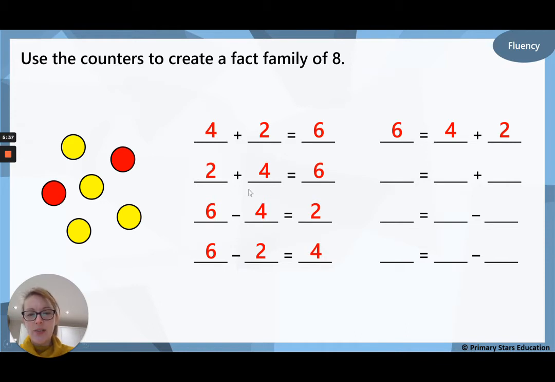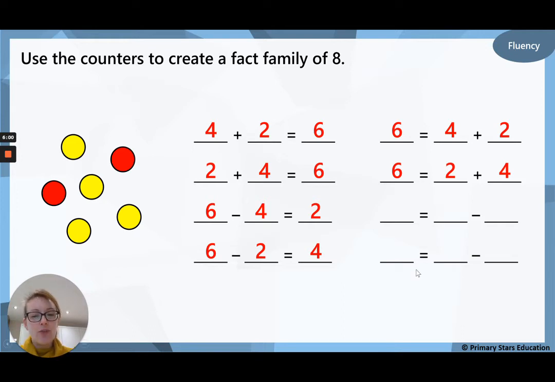Let's have a look at the next one. So here we've got 2 plus 4 equals 6. So what number will go here? What's our whole and what will it be equal to? Have a look, have a think. And let's look at the answer. So we would have 6 again. 6 is equal to 2 plus 4. Well done if you said that.